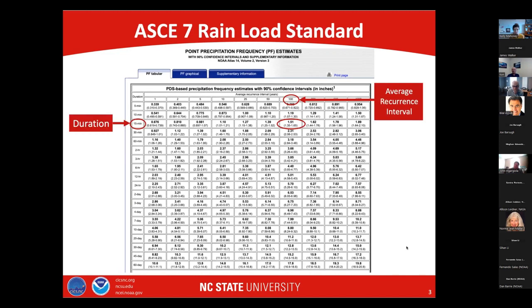So what is the ASCE rain load standard? Well, it's a subset of this. It's one particular cell in this matrix. It's for a 15-minute duration for an average recurrence interval of 100 years, or annual probability of exceedance of 1%. So for Asheville, that value is 1.51 inches.